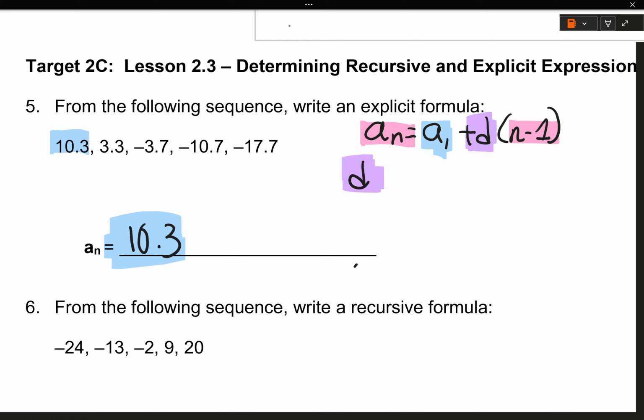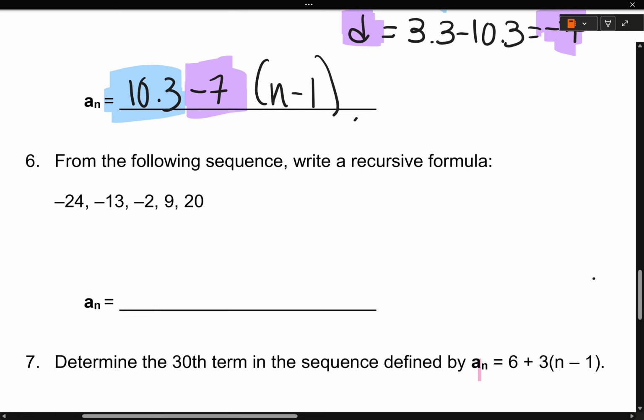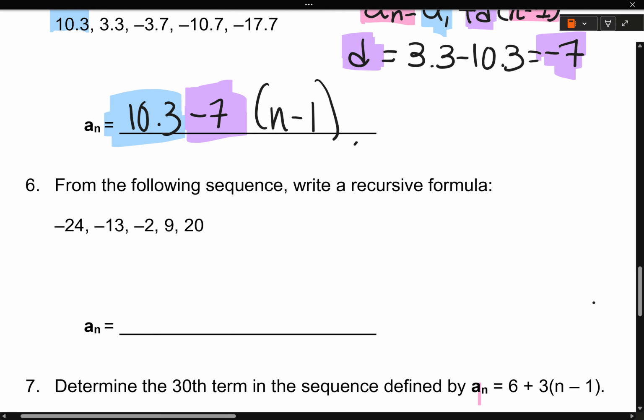Now let's find the common difference. Just like in those previous problems, to find the common difference, we're going to take second term minus first term. And I get negative 7. That means the pattern is subtracting 7. So we got minus 7 and then n minus 1. Fantastic.